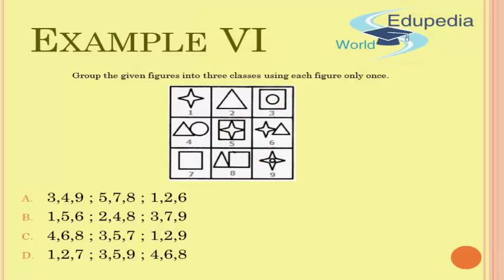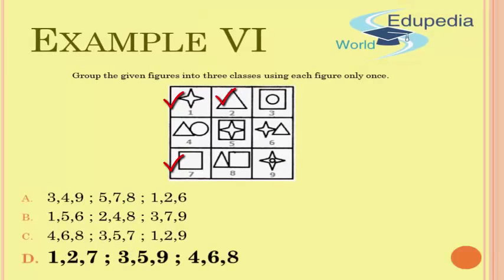Now we have seen the logic behind 4, 6, 8 and 3, 5, 9. What's the logic behind 1, 2 and 7? So the reason is that 1, 2 and 7 are standalone figures. In 1 you have a star all by itself, in 2 you have a triangle, and in 7 you have a square. And they are not present along with other figures. So D is going to be the correct answer choice.